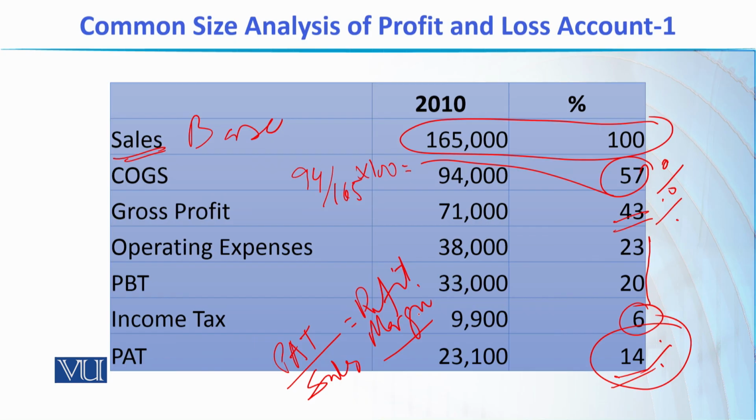So common size analysis performed on the profit and loss account gives us several ratios, several figures which can then be analyzed and compared to make financial decisions.